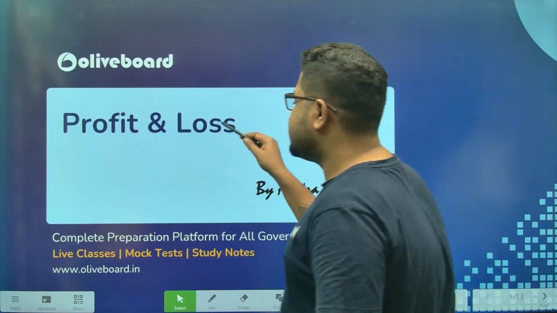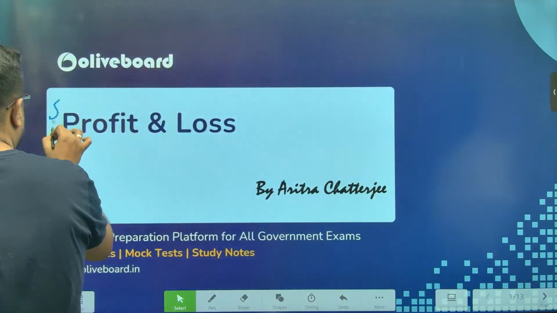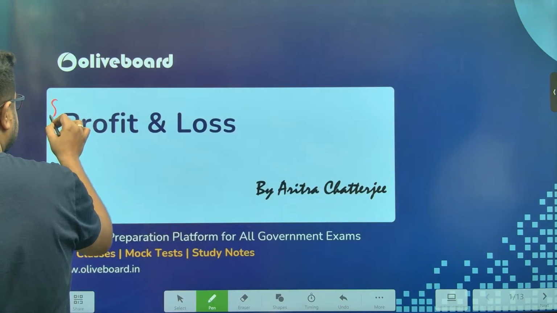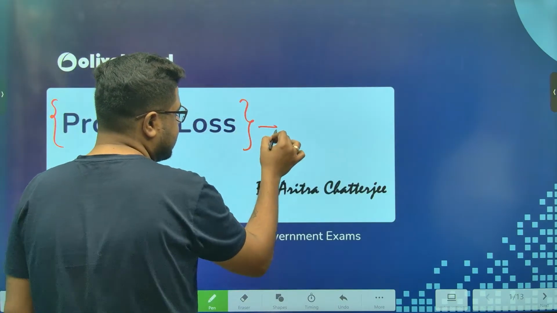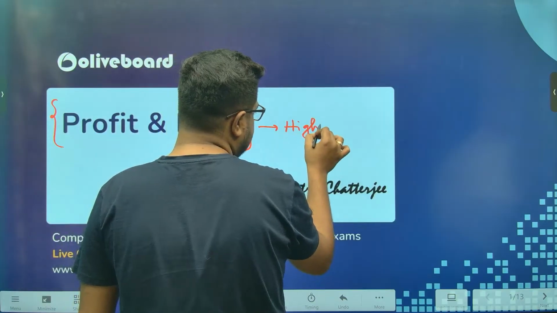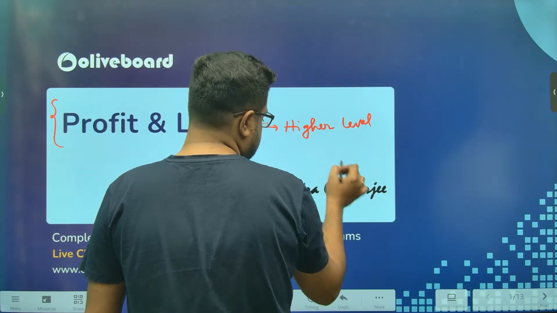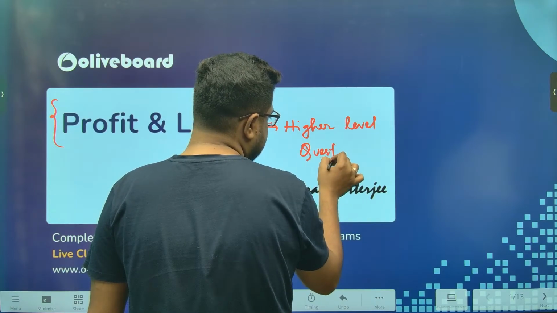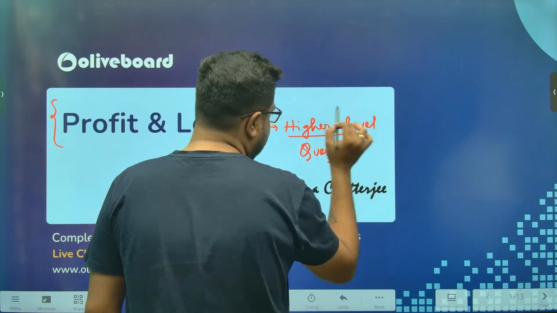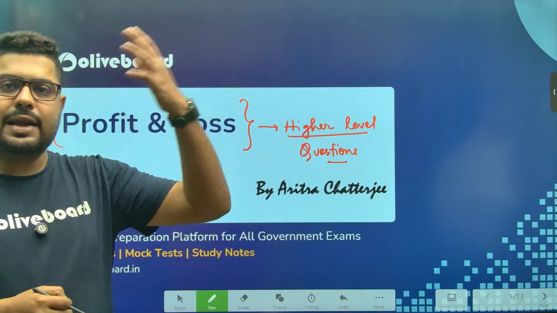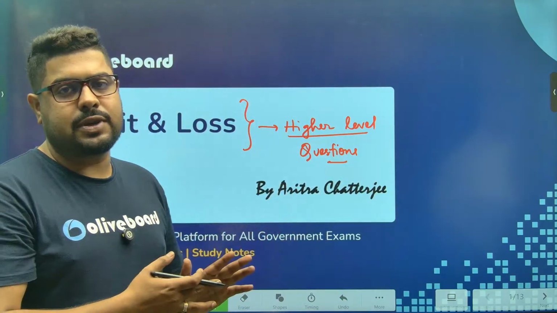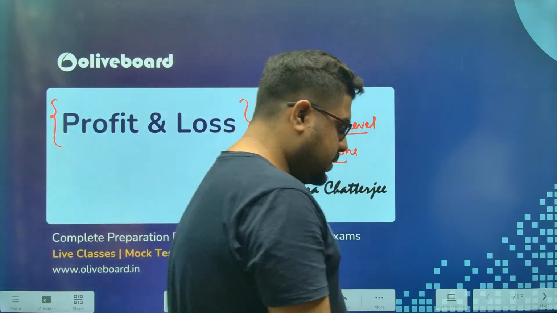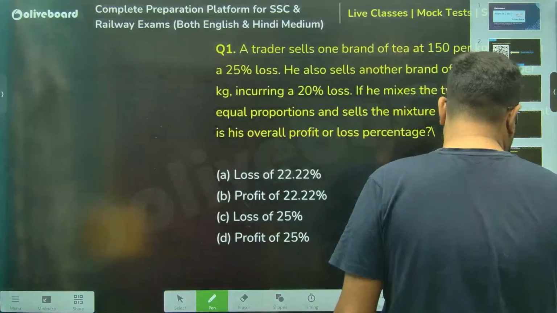So, profit and loss. Today's class, we'll do some good quality questions, a little higher level questions, as I'm doing every week. Higher level doesn't mean we are doing some CAT level or something. It's SSC PYQs only, but the chosen questions, the good quality questions. Now, with that being said, let's start with our session.